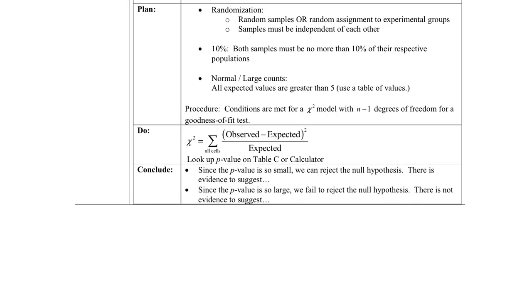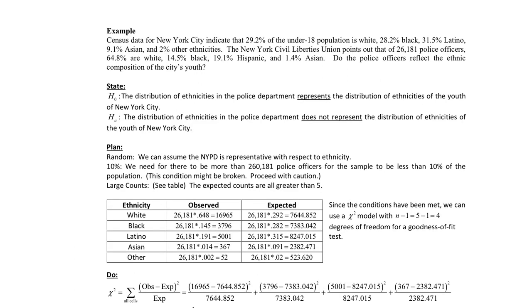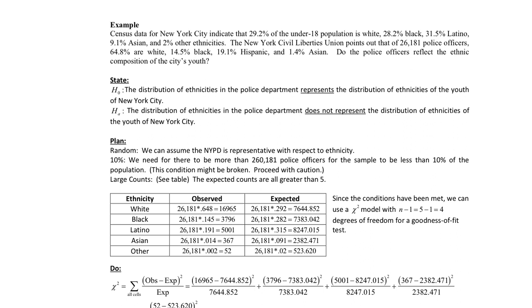If everything is good, I am going to just conclude with either the p-value is small, we reject, or since the p-value is large, we fail to reject, and then we make sure we conclude that in context. I have an example here for you to look through.